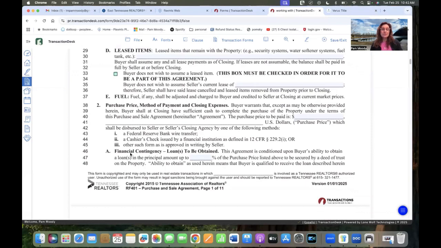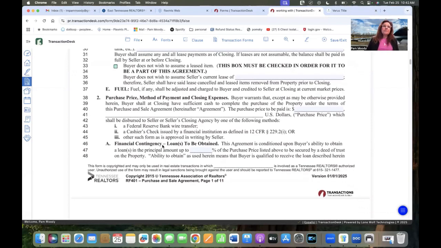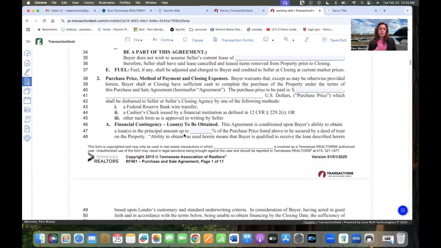Okay, financial contingency. So this is really important. A lot of times, I will be asking you beforehand, what kind of loan are you getting? How much are you putting down? Are you going to be doing a VA loan? A lot of times it's a 100% loan. I think there may be some FHA loans out there that are 100%, USDA. I'm not a loan officer, so don't say, well, Pam said this, which is why I always say, let me talk to your loan officer.